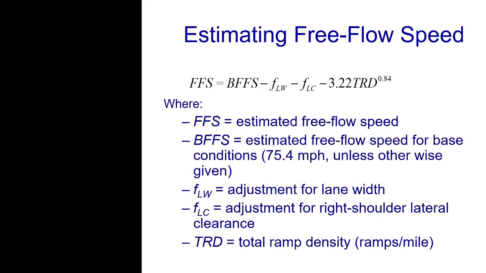Freeway highway capacity is done in a very similar way to the multi-lane capacity. Free flow speed equals base free flow speed minus fLW minus fLC multiplied by these values here. You can see here base free flow speed is 75.4 miles per hour unless otherwise given. And you can see the other variables in there for estimating free flow speed.